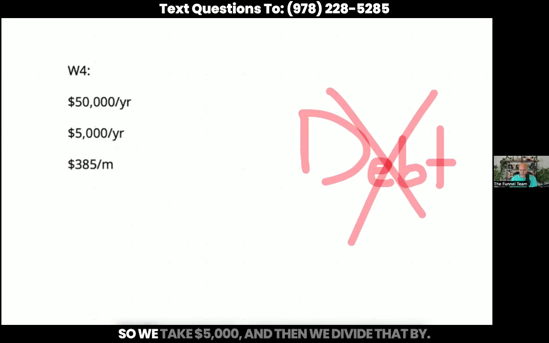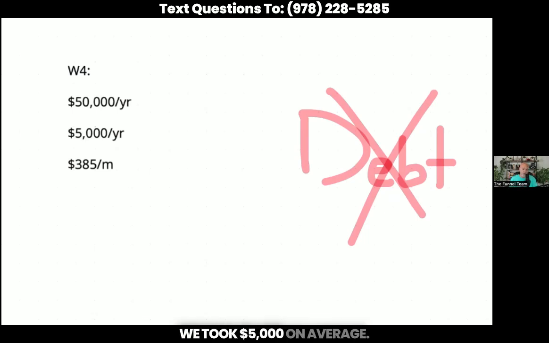So if we take $5,000 and divide that by 52 weeks in a year, that's going to give us $96. And now what we're going to do is multiply that by 4. So that's $385 a month, okay? So $385 per month. So follow along on that math right there.